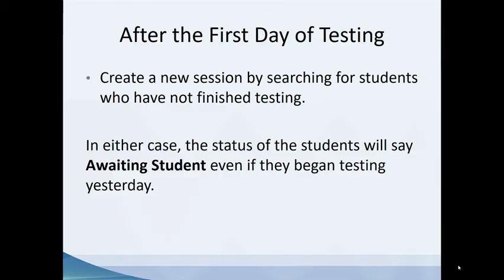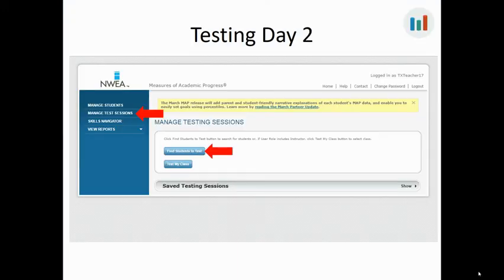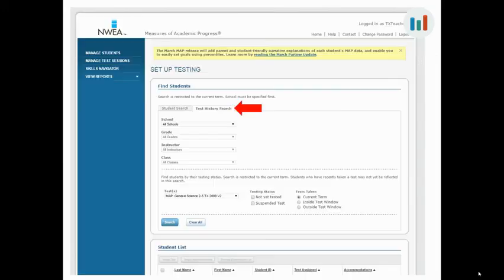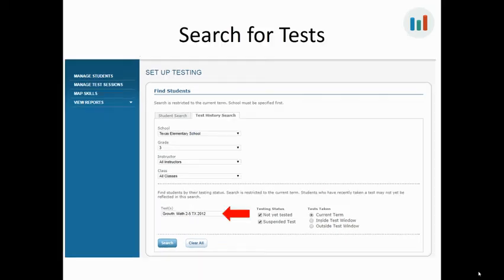Second day of testing. To search for students who began testing but did not finish on the first day, or who have not yet begun testing. Assuming not all students will complete testing in one day, you can search for students in a similar way to how you created your testing session on day 1. Click Manage Test Sessions and click Find Students to Test. Then click the Test History Search tab at the top of the page. From here, you will search for students who have not begun testing or have begun but not completed testing.